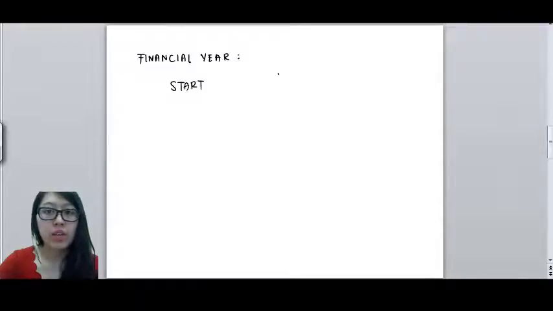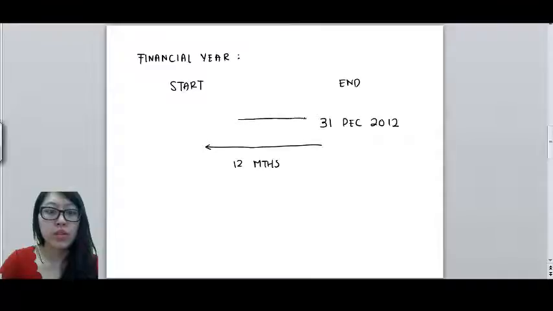Now one more note, when you're dealing with accrual and prepayment questions, they tend to give you the financial year, which is the accounting year for the company. But commonly they give you the year end. So you need to find the year start or the year beginning. Okay, so for example, if they give you the financial year end, let's say 31st December 2012, the main point is that you have to go back 12 months. So in this case, we go back 12 months, it would simply be 1st January 2012.